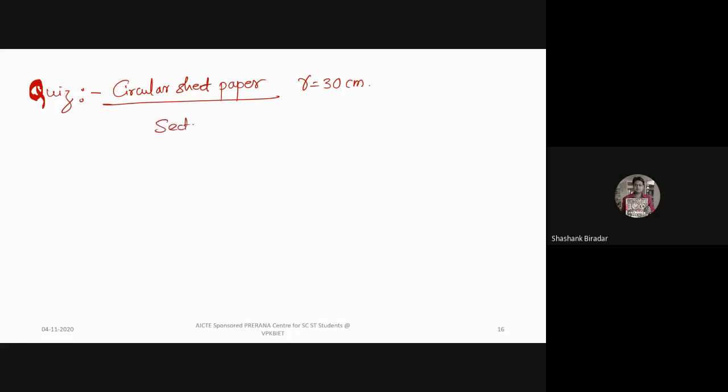Another session. Okay. So next quiz is, sorry. Okay. So circular sheet of paper. We are having a circular sheet of paper having the radius r equals to 30 centimeters. Then a sector of 10% area is removed. Okay, a sector of 10% area is removed.